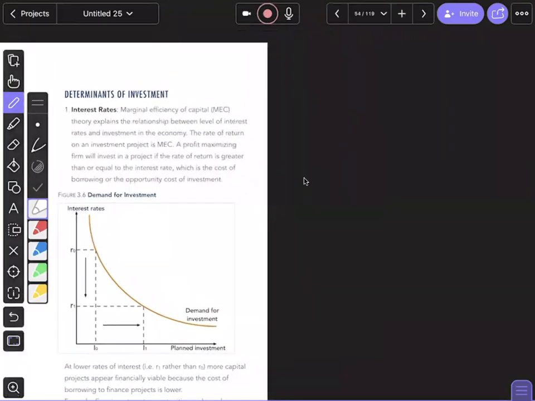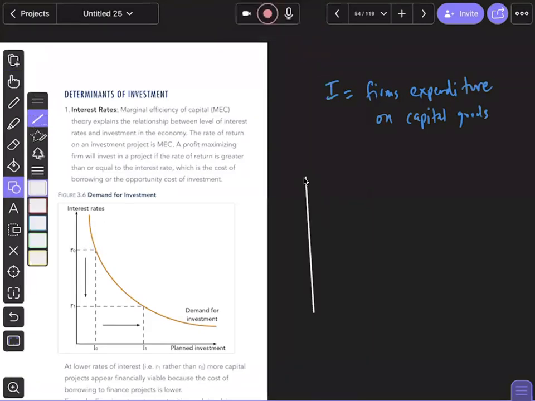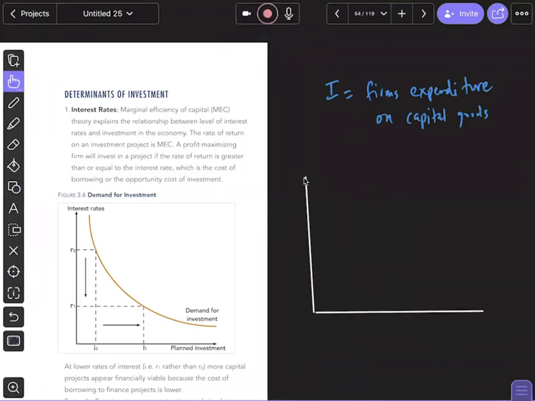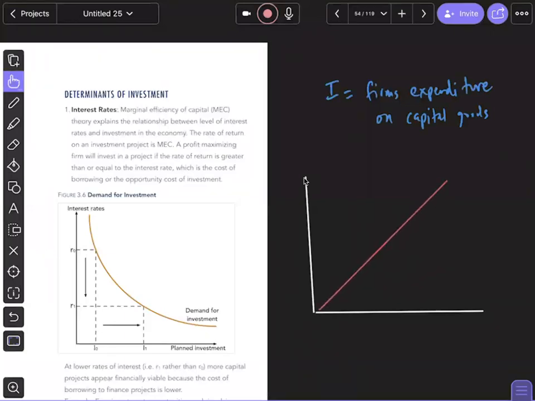Okay, so what is investment? Investment is basically your capital goods. Investment is firms' expenditure on capital goods, right? And we know that in the Keynesian theory, just to reiterate, investment is an autonomous expenditure. Autonomous means not dependent on national income.